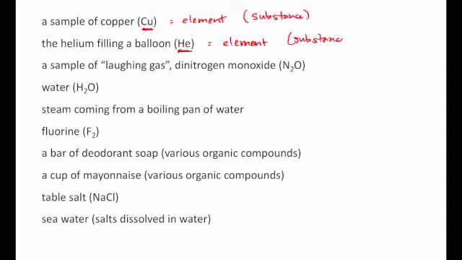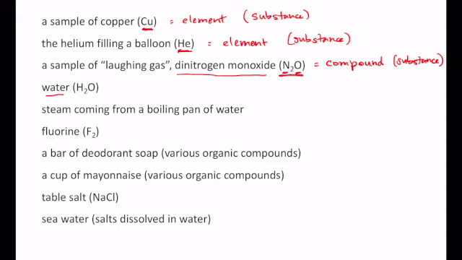Okay. A sample of laughing gas, dinitrogen monoxide is the name. We're going to be getting into writing chemical names and chemical formulas in a future lecture. But here is the chemical formula for dinitrogen monoxide, N2O. You can see that there's nitrogen and oxygen. Those are two different elements. So now you're talking about a compound. This again is a subset of pure substances.